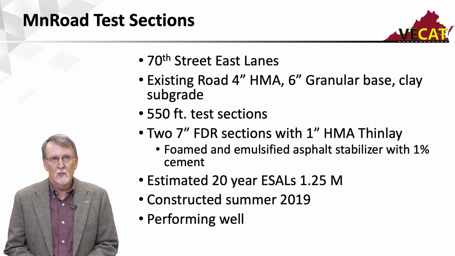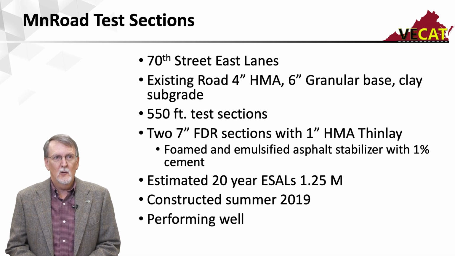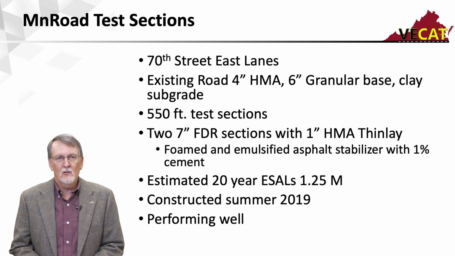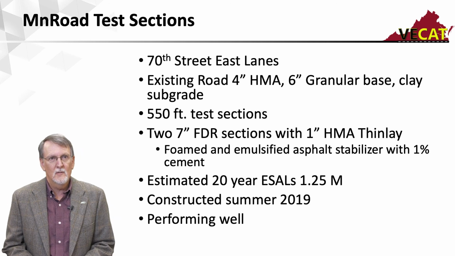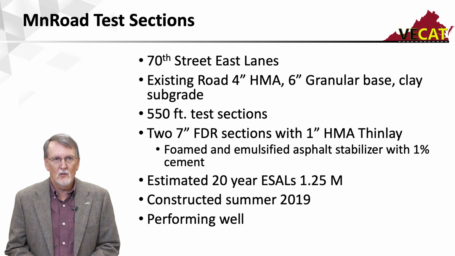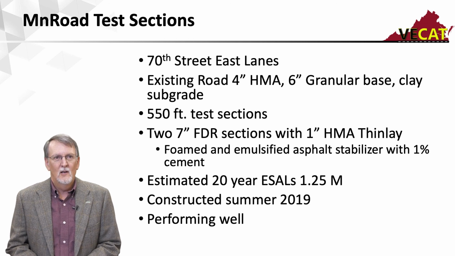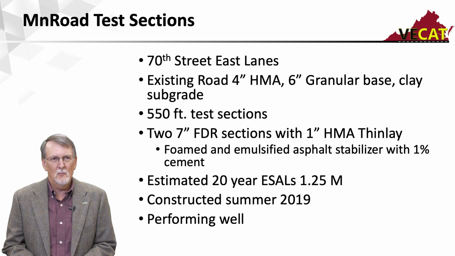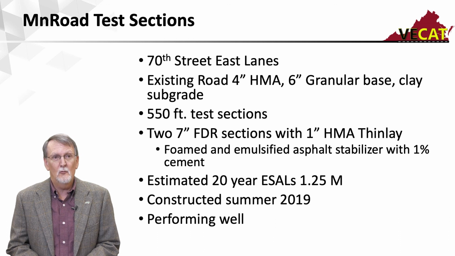The existing road was a 4-inch asphalt road with a 6-inch granular base and a clay subgrade, which was in very poor condition, and FDR was probably what it needed. So they put down 2 7-inch thick FDR sections, and they put a 1-inch asphalt overlay, or thin layer, on top of it. One of the sections had foamed asphalt, and it had 1% cement with it. The other one was an emulsified asphalt on its own. Like I said, these were put down in the summer of 2019. They've been performing quite well. The traffic that's estimated on it would be somewhere between low volume to kind of an intermediate volume traffic. But again, so far been performing quite well. It'll be interesting to see how these hold up.